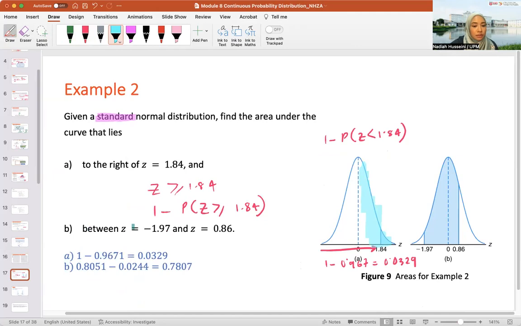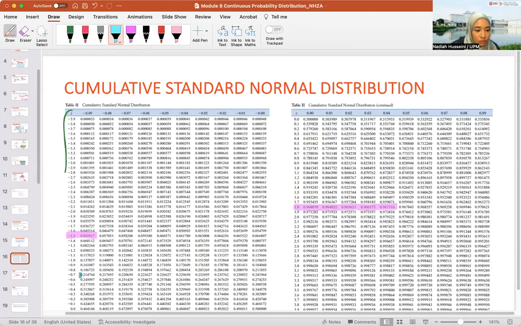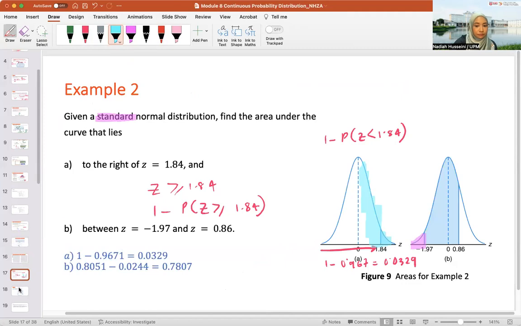Okay, next one, between z equals minus 1.97, which is here, and 0.89, which is over here. When I use the cumulative distribution function table, if I look at minus 1.97, I am getting this region. I should use a highlighter because I need it to be a bit transparent. So this is the first region that I would get if I look at minus 1.97. Let's look at it. It would be over here. Oh, it's here. So 0.024 is that region.